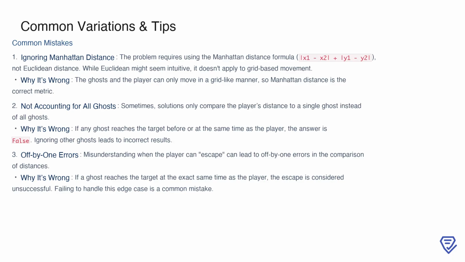Another frequent error is not accounting for all the ghosts. The solution must ensure that no ghost reaches the target before or at the same time as the player. If even one ghost does, the player cannot escape, and the result should be false. Finally, a common pitfall involves off-by-one errors when comparing distances. If the player and a ghost reach the target at the exact same time, the player does not escape. Misunderstanding this condition leads to incorrect results, so careful handling of this edge case is essential.